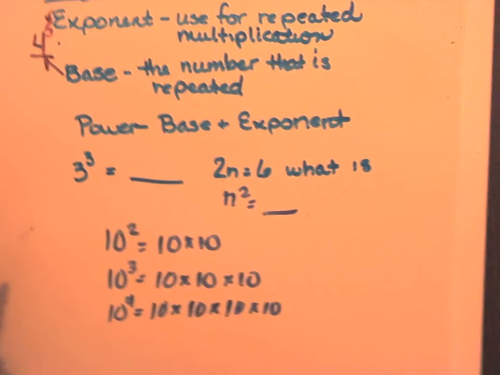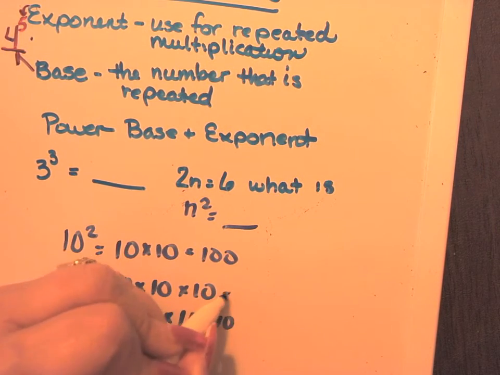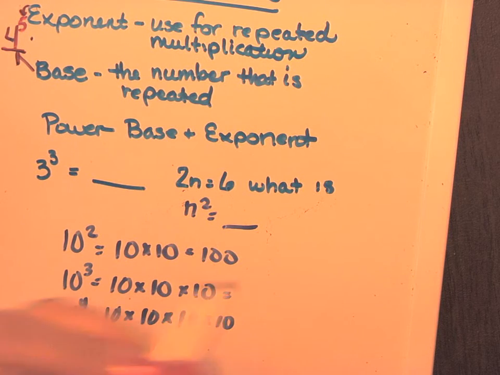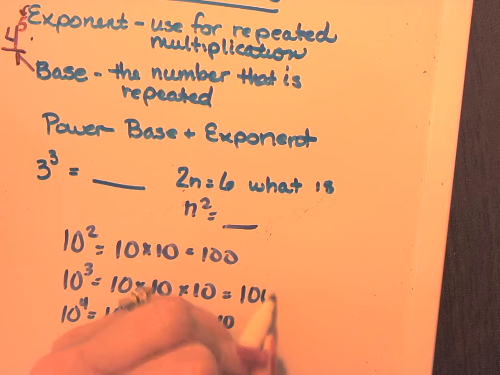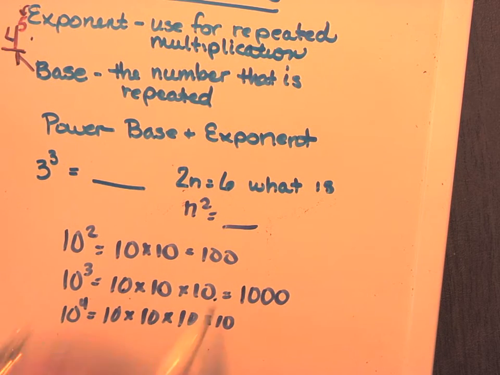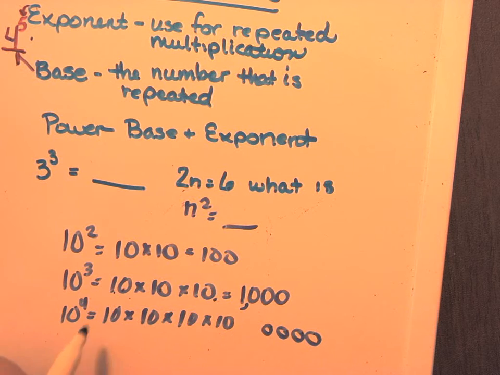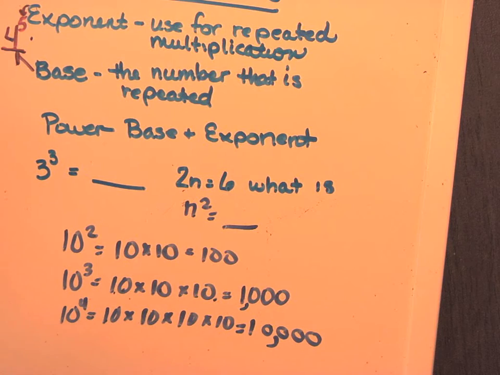All right, so if we look at the answers to these, well, we know 10 times 10 is 100. And then we have 100 times 10. We have 1 times 1 is 1, and then 3 zeros added on, right? 1, 2, 3 zeros. Then over here we have 1, 2, 3, 4 zeros, and 1 times 1 times 1 times 1 is 1. And we get 10,000. All right?